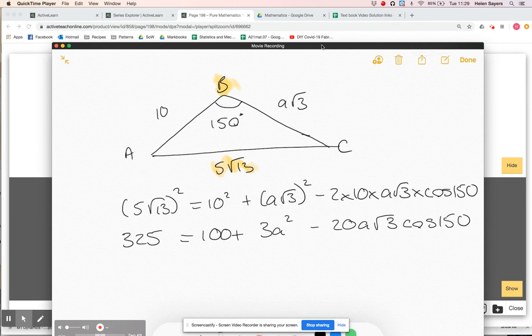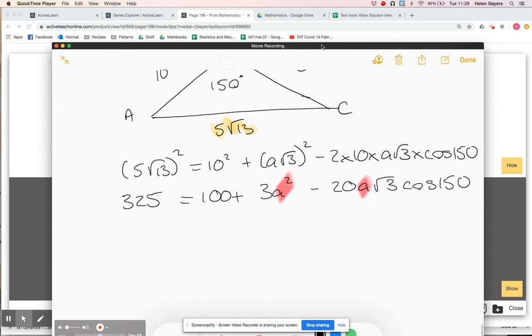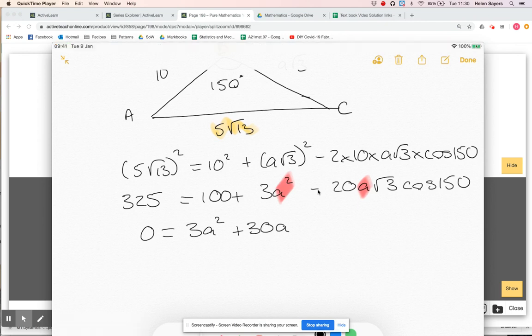So I'm actually going to end up with a quadratic in A, and that's fine. I can then put that straight into my calculator. Let's take everything over to the right-hand side. So my A squared term is 3A squared. I'm going to put the 20 times root 3 times cos 150 straight into my calculator. I didn't put the minus, and that's coming up on my calculator as minus 30. So with that minus, that's going to be plus 30A.